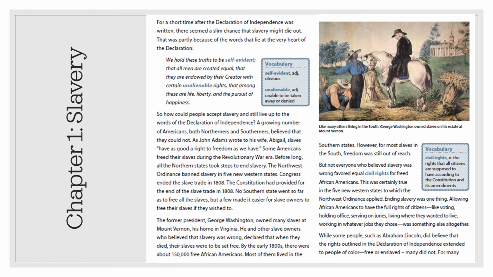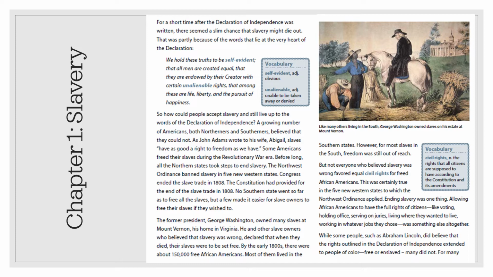For a short time after the Declaration of Independence was written, there seemed a slim chance that slavery might die out. That was partly because of the words that lie at the very heart of the Declaration. "We hold these truths to be self-evident, that all men are created equal, that they are endowed by their Creator with certain unalienable rights, that among these are life, liberty, and the pursuit of happiness."